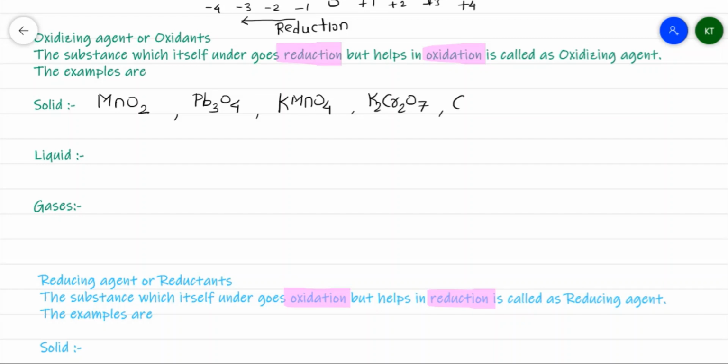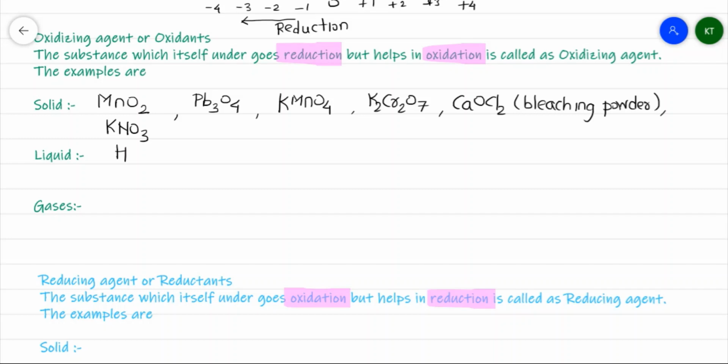Then I have bleaching powder. It's called calcium oxychloride, CaOCl2, which is known as bleaching powder. Everyone knows this. It's a white color solid. And potassium nitrate, KNO3. Now these are the oxidizing agents present in solid state: MnO2, that's manganese dioxide, trilead tetroxide, potassium permanganate, potassium dichromate, calcium oxychloride, bleaching powder, and potassium nitrate.